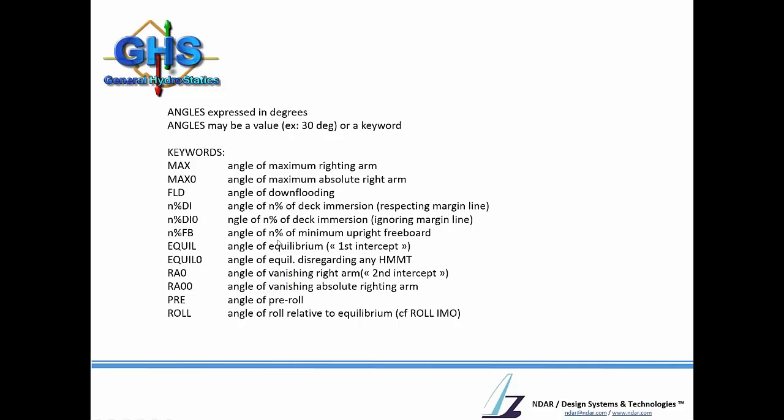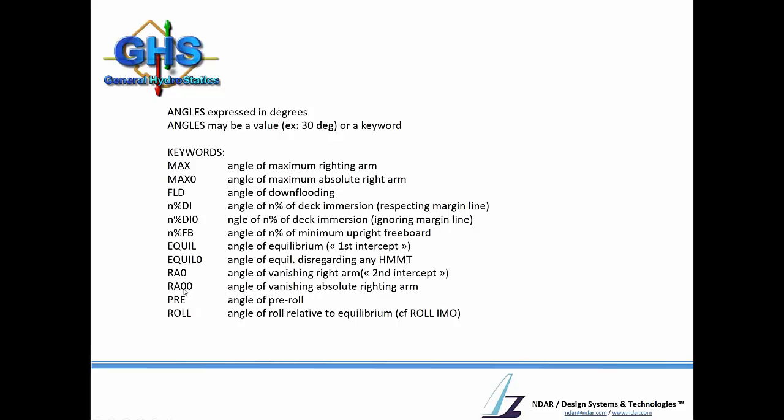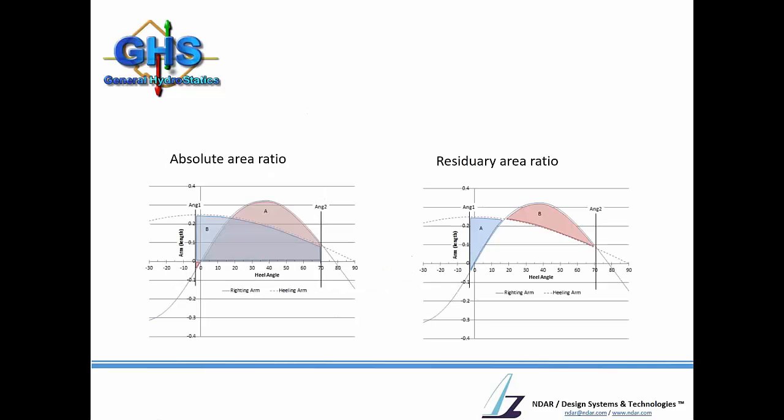RA0 will be the angle of vanishing righting arm, known as the second intercept. That would be this intersection here, again, between righting arm and heeling arm. And RA00 is the angle of vanishing absolute righting arm. Here again, we are disregarding the HMMT, so we are looking at this point of equilibrium.